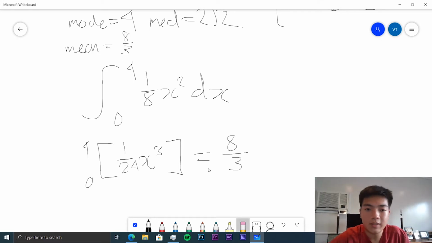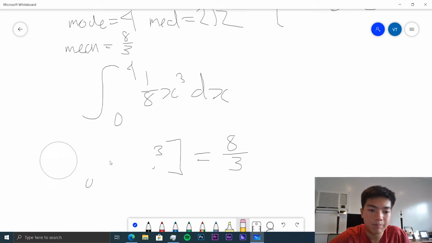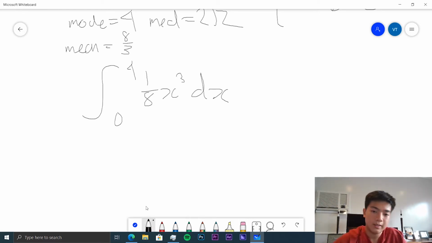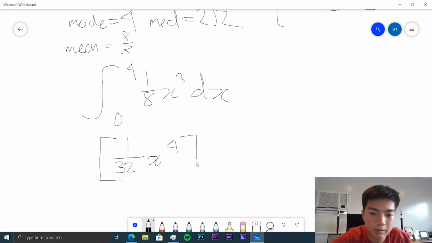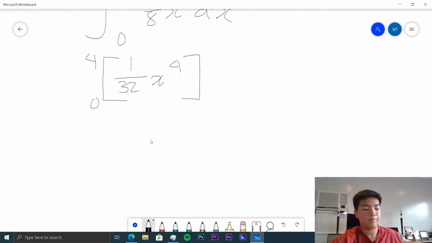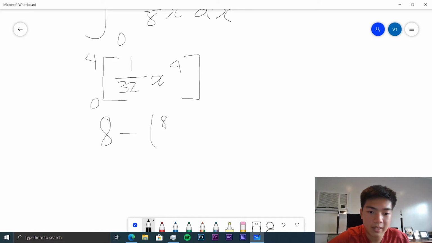And so to find a standard deviation, we need to integrate 1/8 x cubed to find the mean of the squares, and then we subtract the square of the mean from it. So this is equal to 1 over 32 x to the 4, between 4 and 0. So this is 4 to the 4 over 32, which is equal to 8. So we have 8 minus (8 over 3) squared, which is equal to the variance.